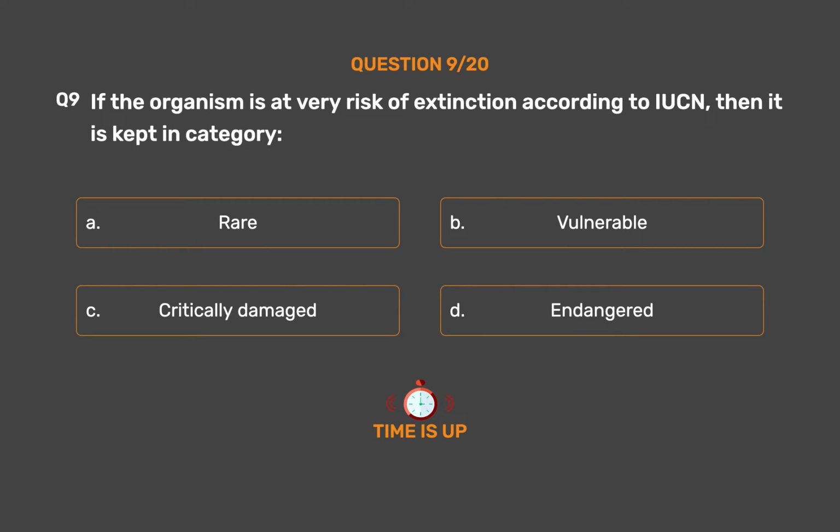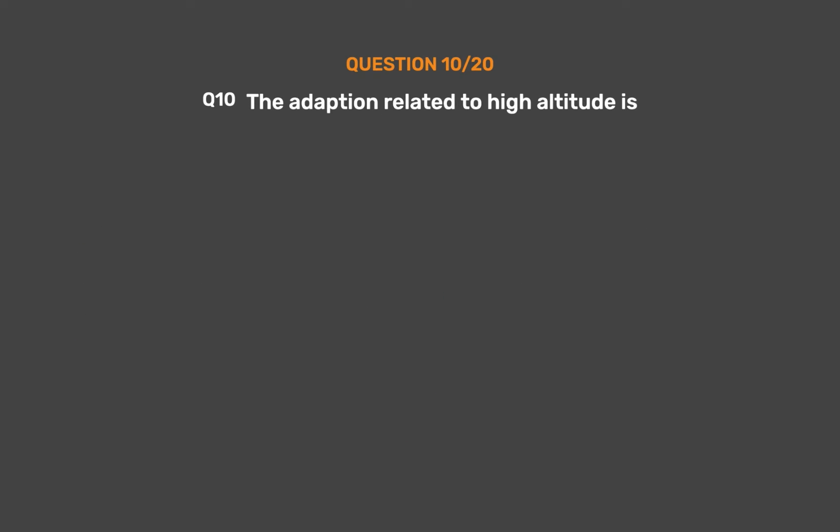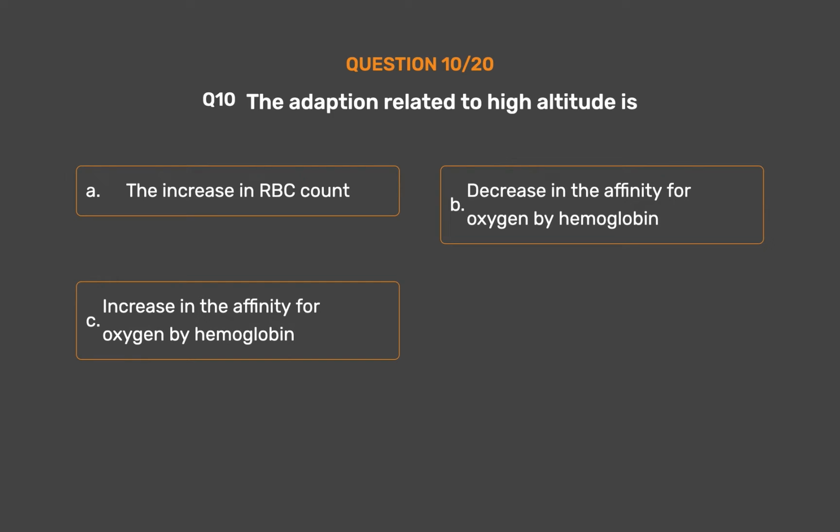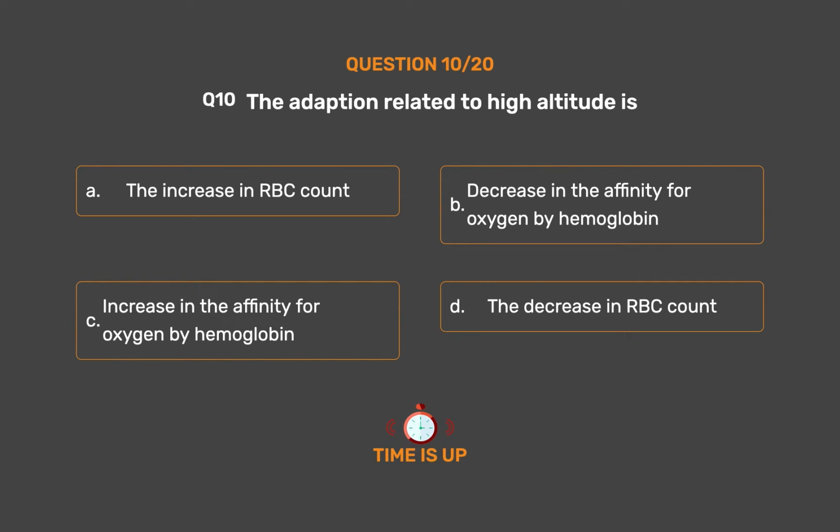The correct answer is option C, critically endangered. Question number 10. The adaptation related to high altitude is option A, the increase in RBC count, option B, decrease in the affinity for oxygen by hemoglobin, option C, increase in the affinity for oxygen by hemoglobin, option D, the decrease in RBC count. The correct answer is option A, the increase in RBC count.